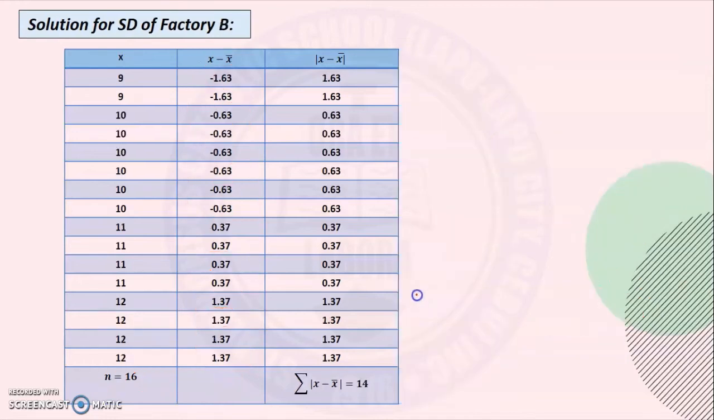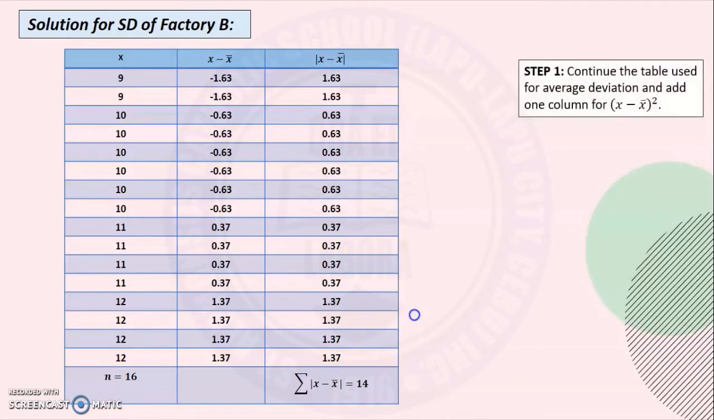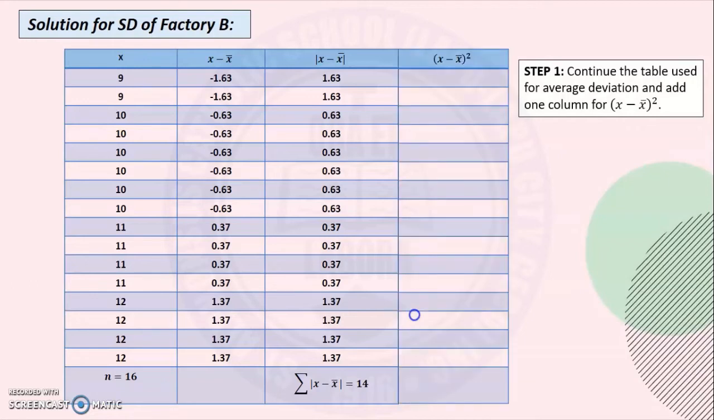Now, let's solve for the standard deviation of the second factory or factory B. So again, we need to know the table that was used in solving for the average deviation of factory B, because step 1 is to continue the table and add 1 column. So again, the fourth column would be the quantity of x minus mean squared. And to get these values, we need to square the values in the second column. So we need to square negative 1.63. Squared is 2.66. Since they are the same, they also have the same squares. So 2.66.